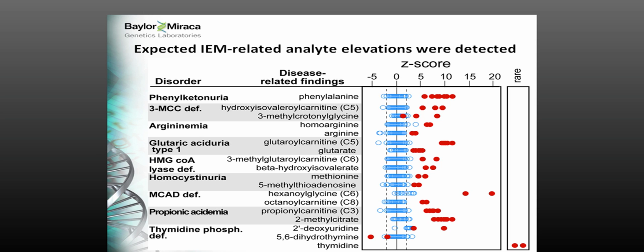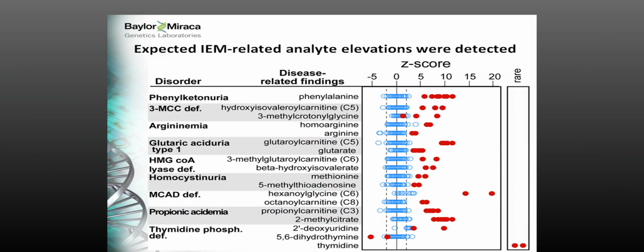I'm just going to start, and again, I want to emphasize that the numbers I'm going to be showing you are all Z-scores. On this slide, I'm showing you individuals with PKU. The blue open circles are the normal controls, and the red solid circles are individuals with PKU. You can see there's a very nice distinction between the normal population and individuals with PKU that we can reliably detect.